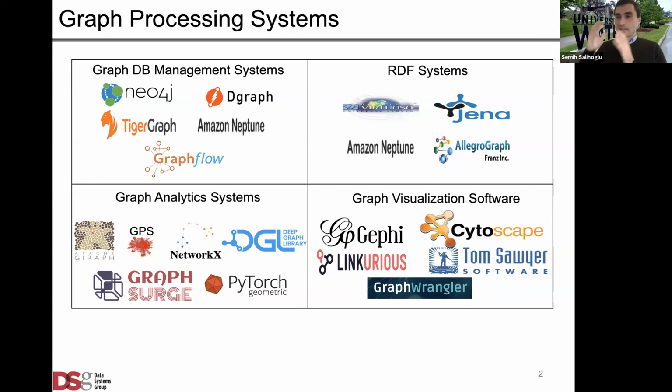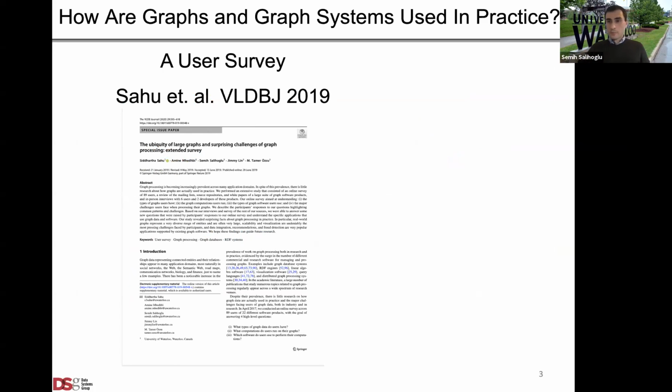And then the last class is an important class called graph visualization software. We do have a smaller project in this space called GraphWrangler that's partly a visualization software as well as an ETL software. So that's the broad market of graph processing systems, and we do maintain interest in all of these four.